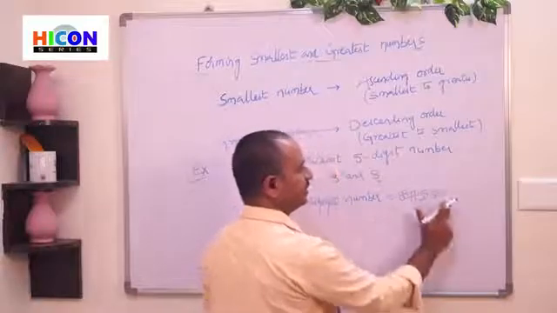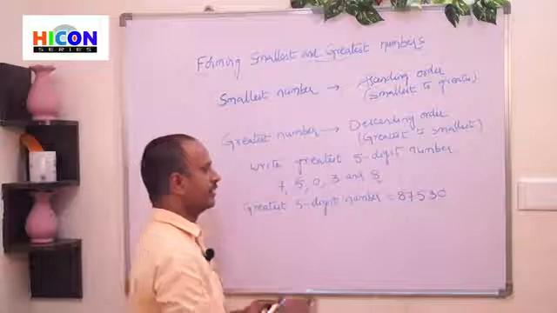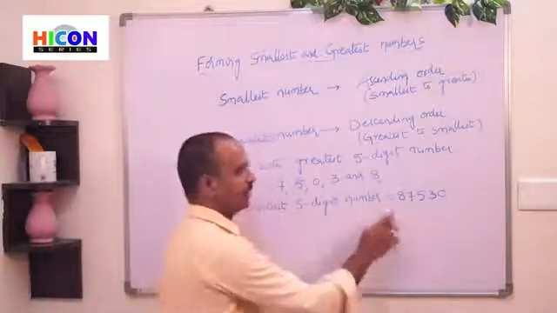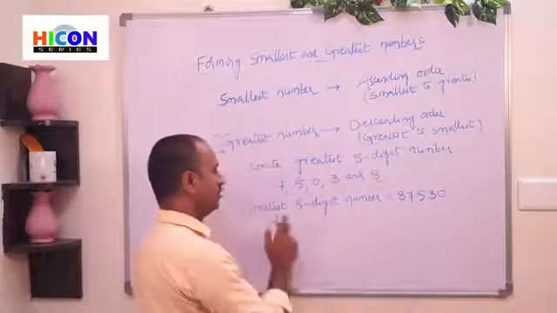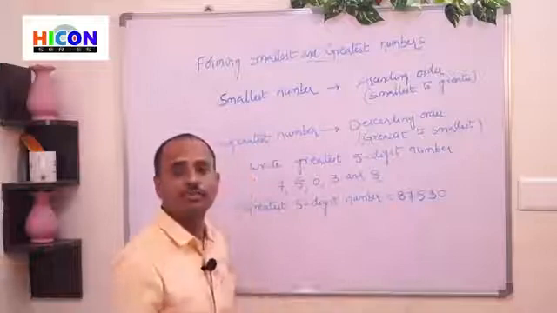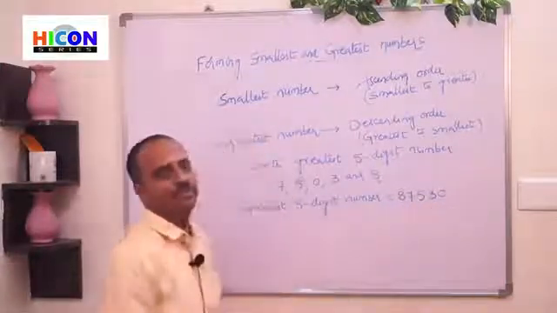So children, this is the descending order of the given digits. That means we have arranged the given digits from greatest to smallest. So we obtained a 5-digit number, that is 87,530. This is the greatest 5-digit number.